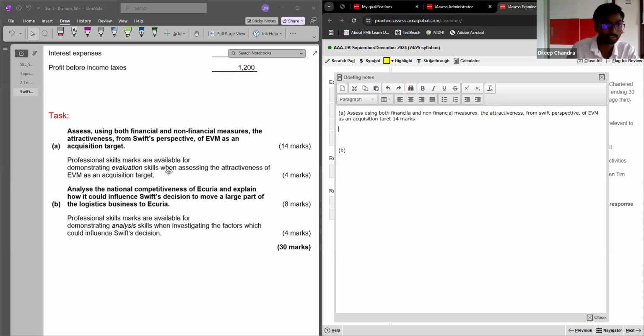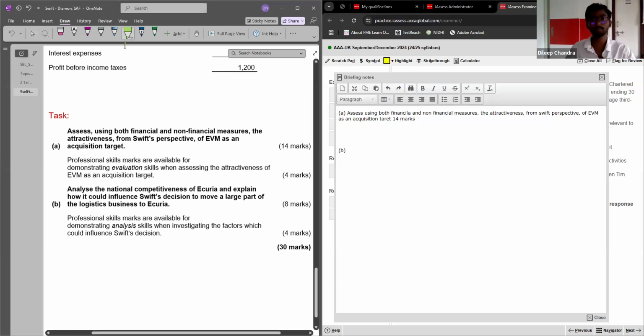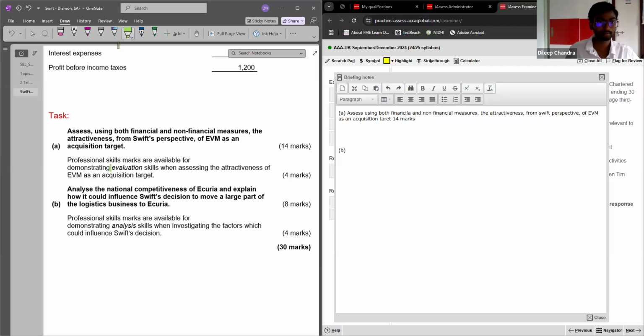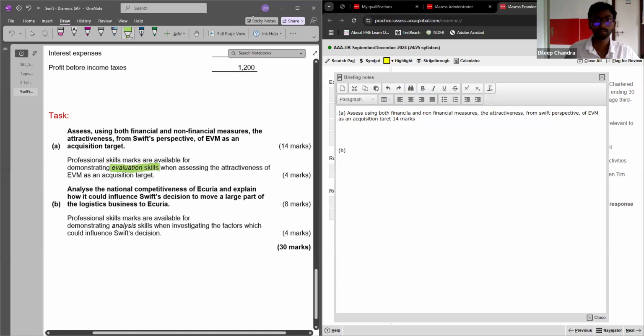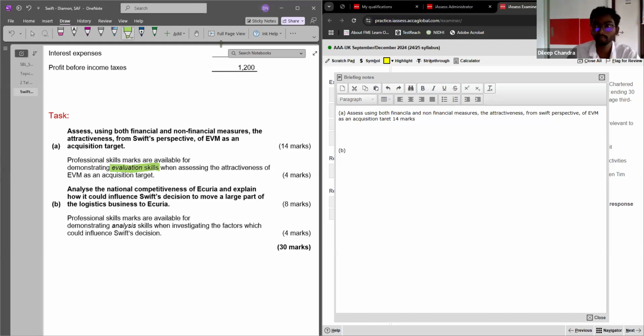And which professional skill is being tested here? Anybody? Please speak out. Which professional skill is being tested here? Evaluation skill. Exactly. So evaluation skill is being tested here. Let's not use the chat, guys, because while I'm typing, I'm not able to see that panel. So every now and then when I ask, just unmute your mic and speak out. Okay, evaluation skill is being tested.